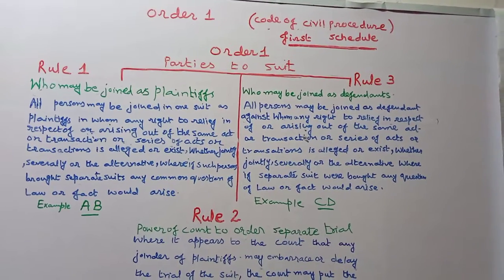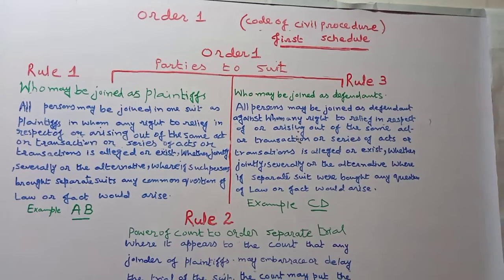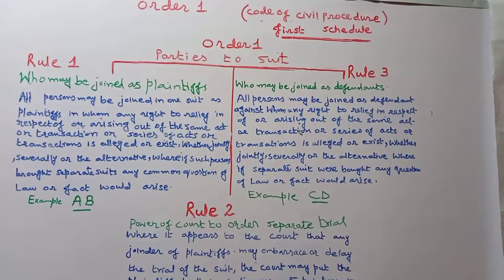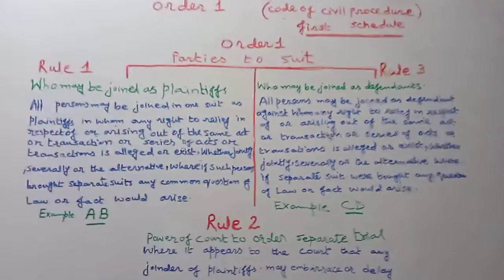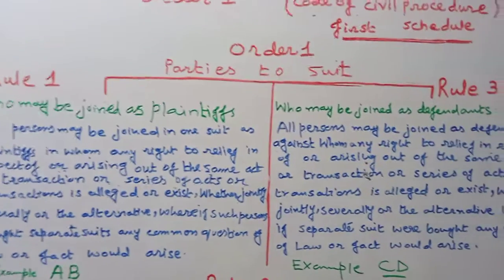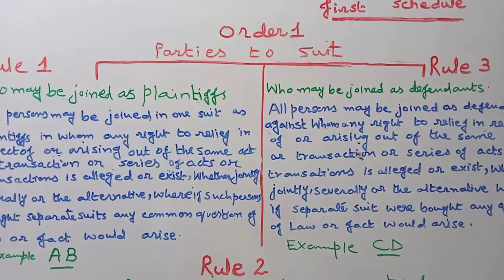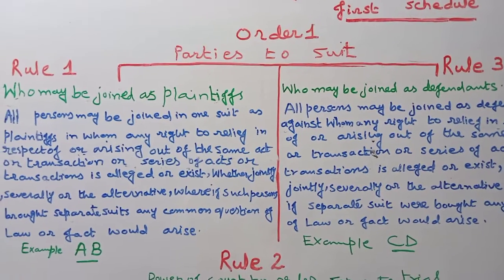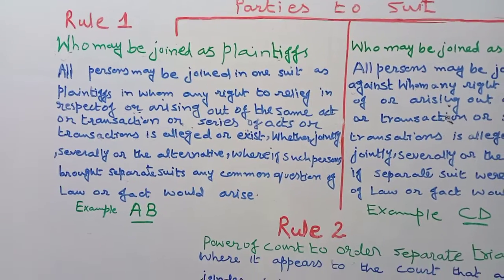Today we are going to read the first order. Order number 1, parties to suit. This is the procedural part. As I already told you, order number 1 is about parties to suit, and it is divided into rules. Divisions of orders are called rules. Rule number 1: who may be joined as plaintiffs?